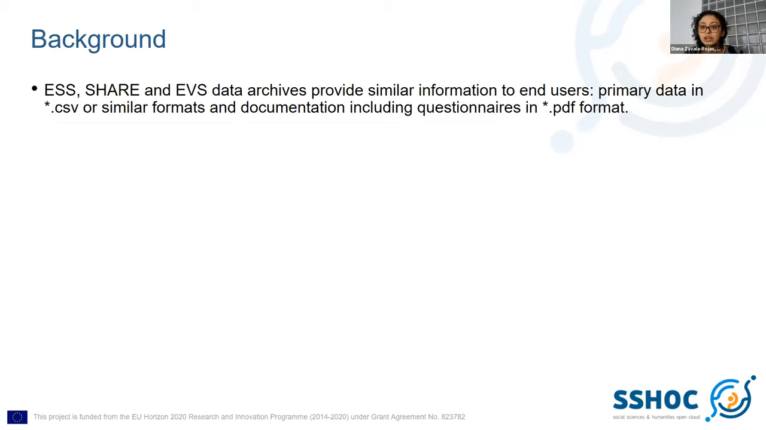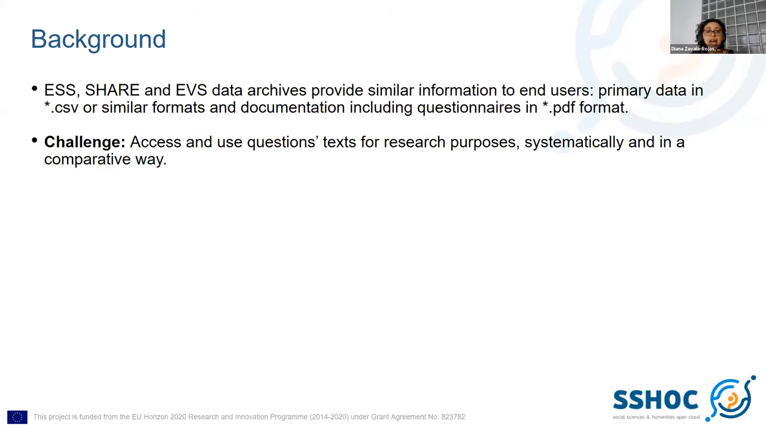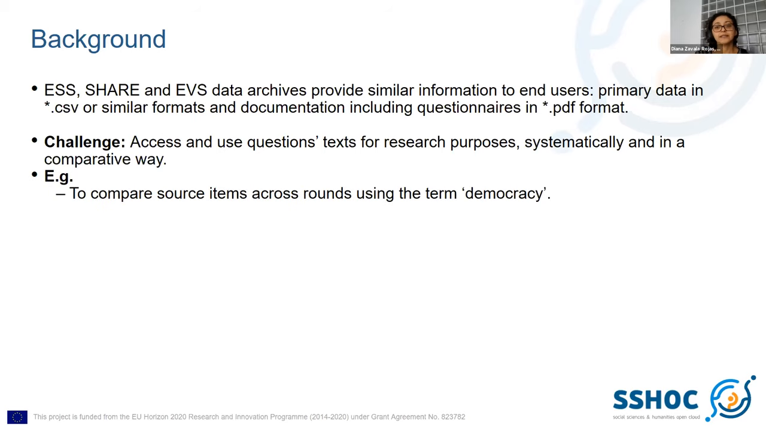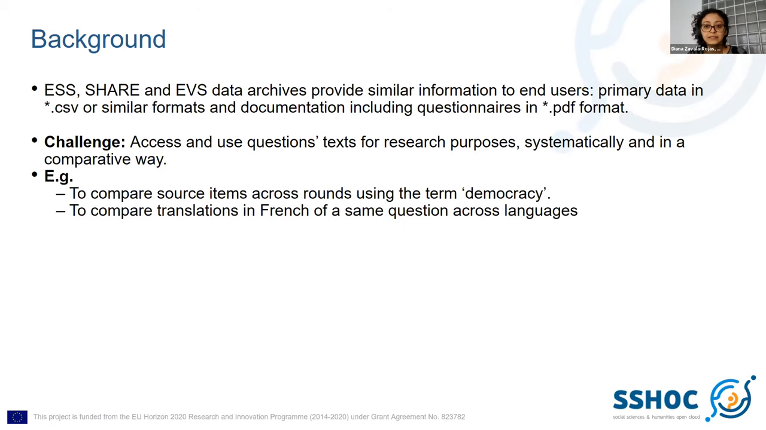And documentation, including questionnaires in PDF form. So this means that it's quite easy to access the primary data, but access and use of question texts for research purposes, systematically and in a comparative way, is still underdeveloped. For instance, you may just want the texts to compare source items of EVS across rounds using the term democracy. So you would have to go to all these PDFs, look for the words, and do an analysis of it.